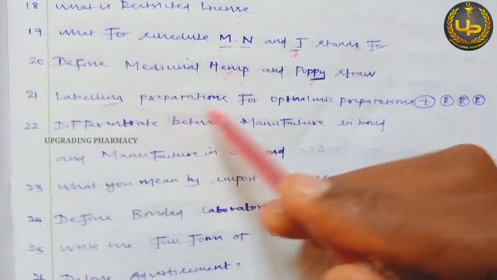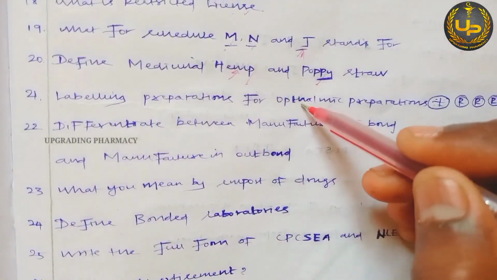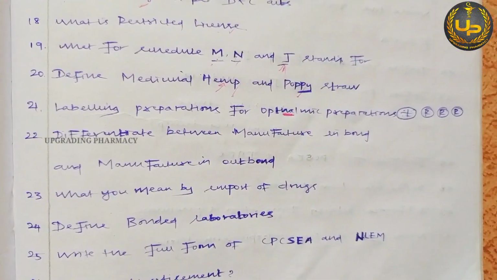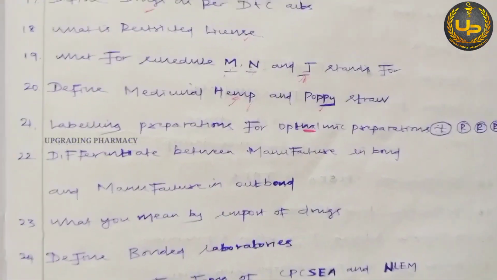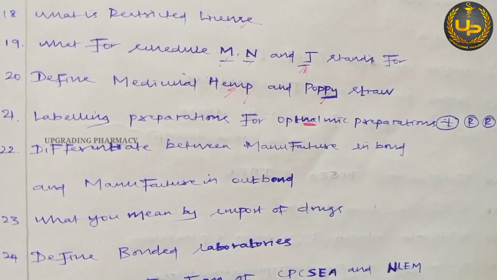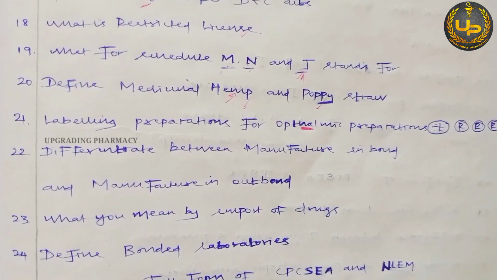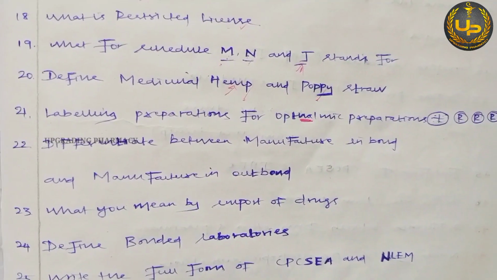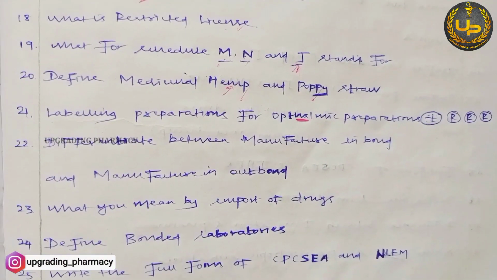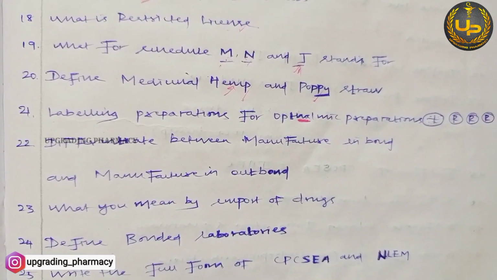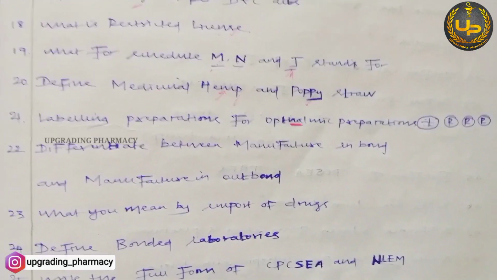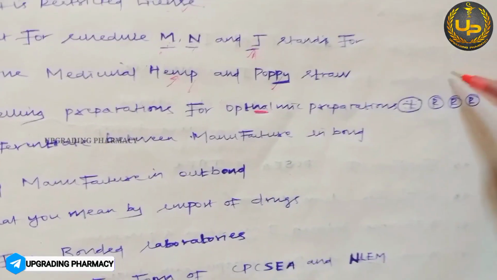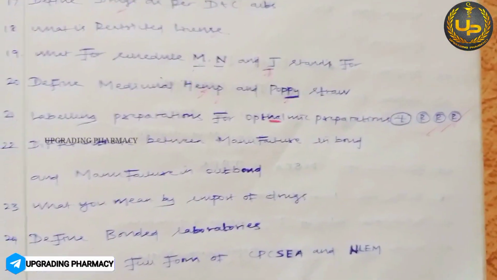21. Labeling for ophthalmic preparations. What types of instructions does an ophthalmic preparation contain? The caution is very important: if irritation happens, stop using the preparation and consult the physician. Don't touch the tip of the container to the eye, and use the preparation within 1 month of opening. Some such instructions are given on the labels of ophthalmic preparations. It is a repeated, very important question.